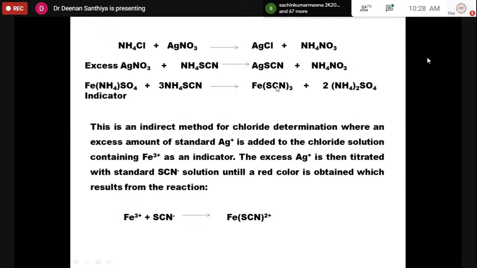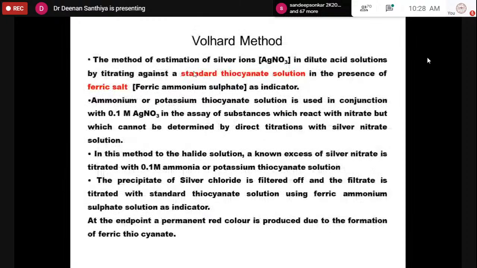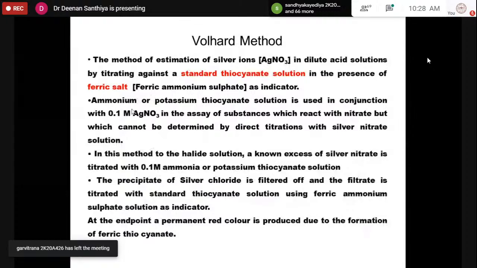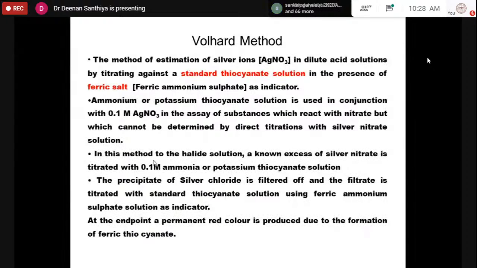In general, it is done as a back titration. What is a back titration? In a back titration, you use an excess amount of one reagent, and the remaining will be detected. The remaining solution will be determined. That is called back titration.